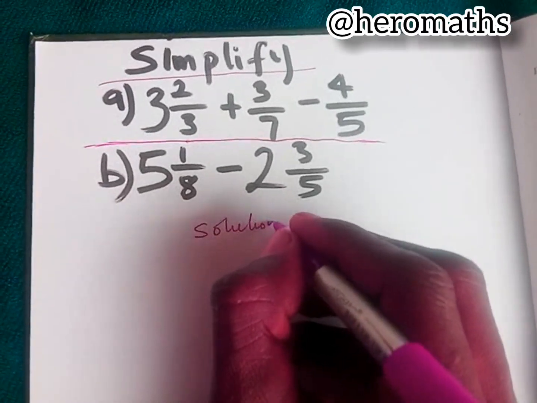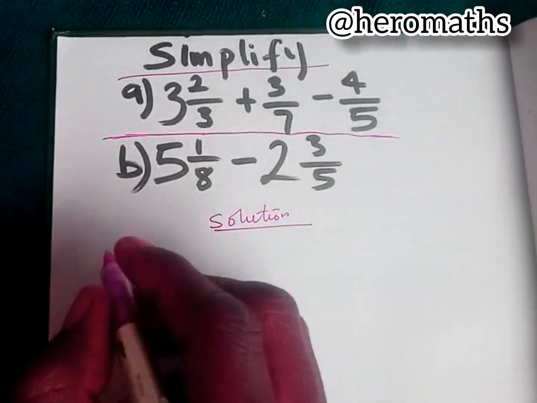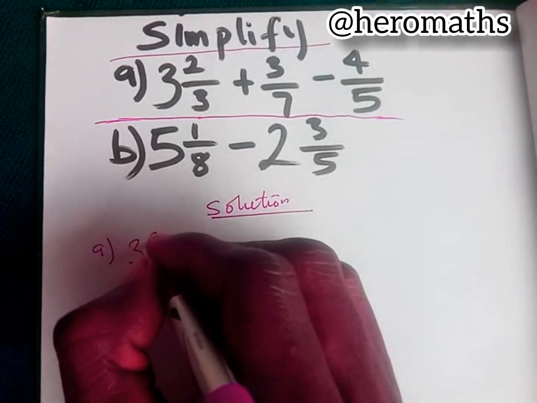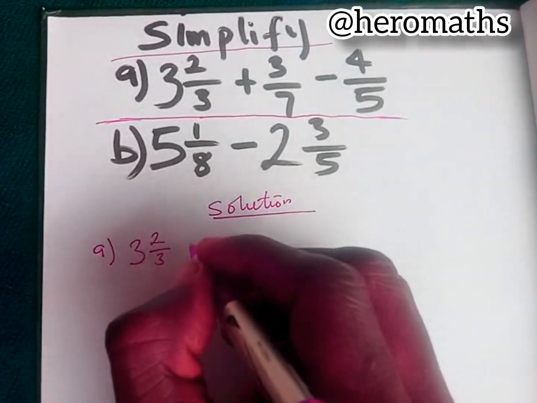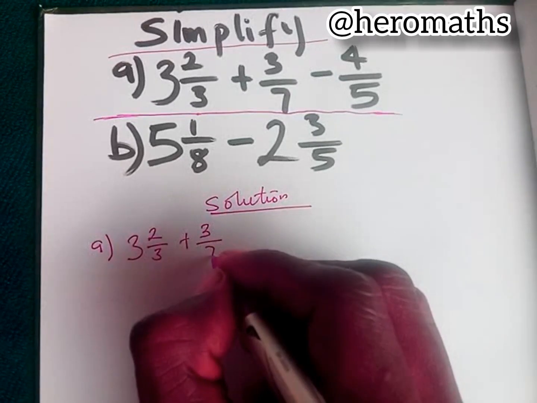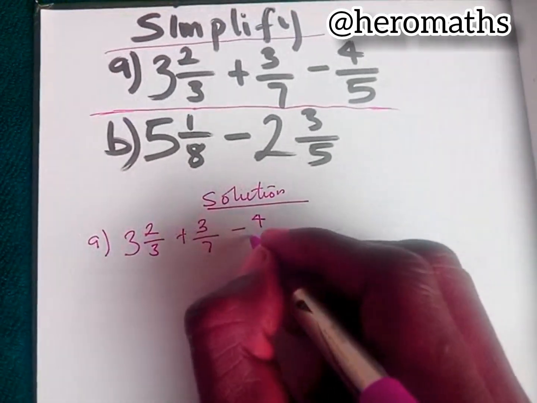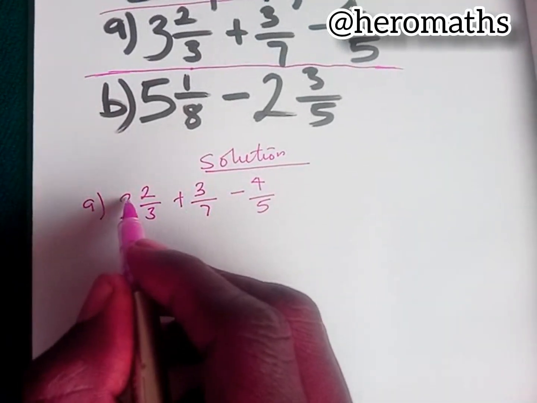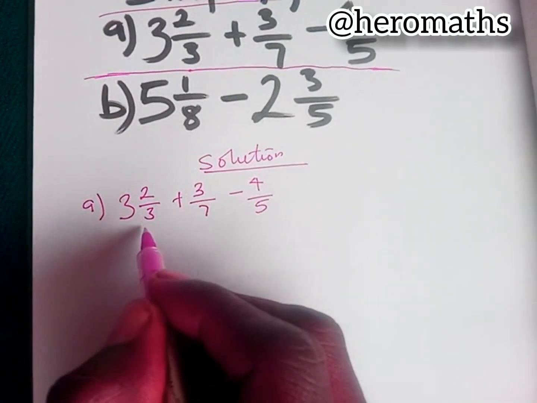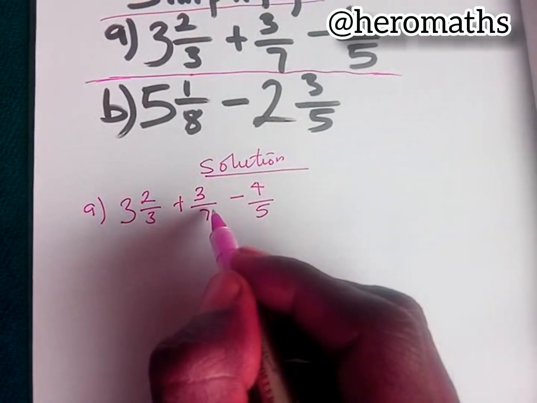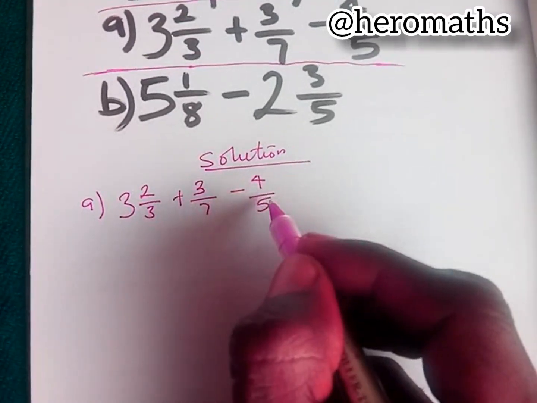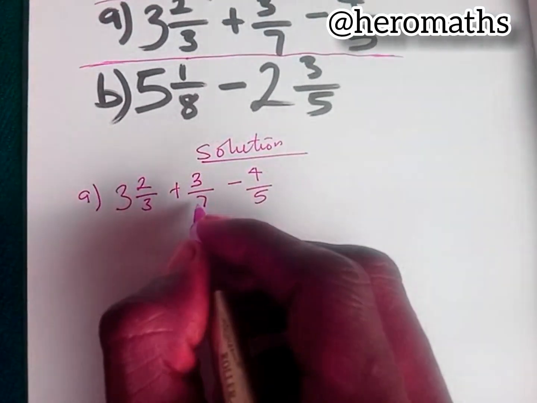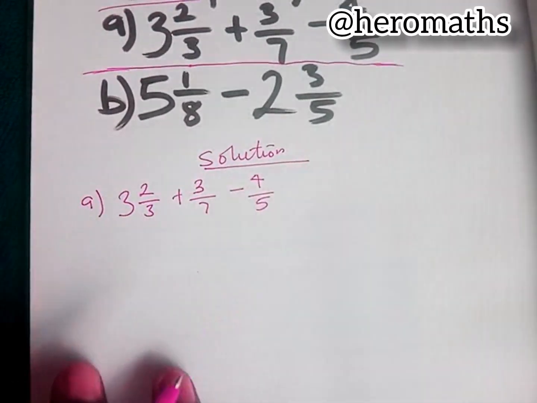Solution. Just pick the first one. A is 3 whole number 2 over 3 plus 3 over 7 minus 4 over 5. Now you can see here we have 3 whole number 2 all over 3 plus 3 over 7 minus 4 over 5. Now let us try to turn this one to look like a proper fraction, like this one, the same thing.